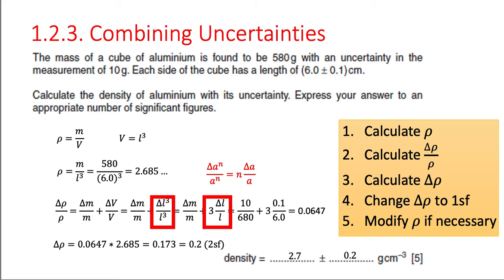So those are our steps. Firstly, calculate the number that you're going to calculate. Then calculate the percentage uncertainty if you need to. Then calculate the uncertainty. Change the uncertainty to one significant figure, not the two that I've written here. And then change the value of the density if necessary. That's our 5 steps towards getting 5 marks in quite a horrible question at IB Physics.